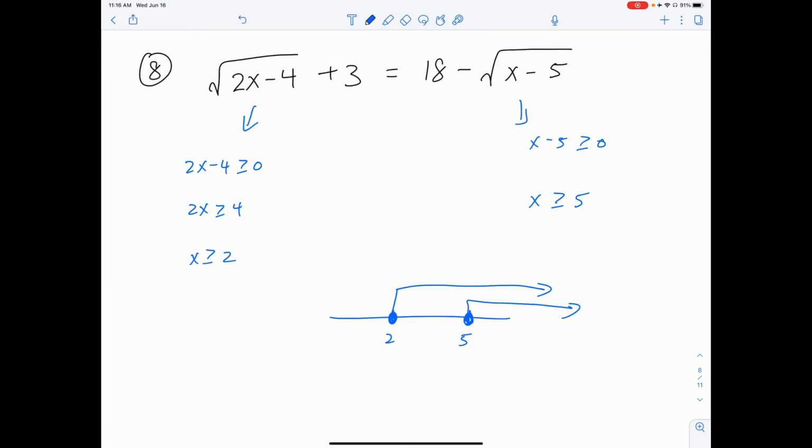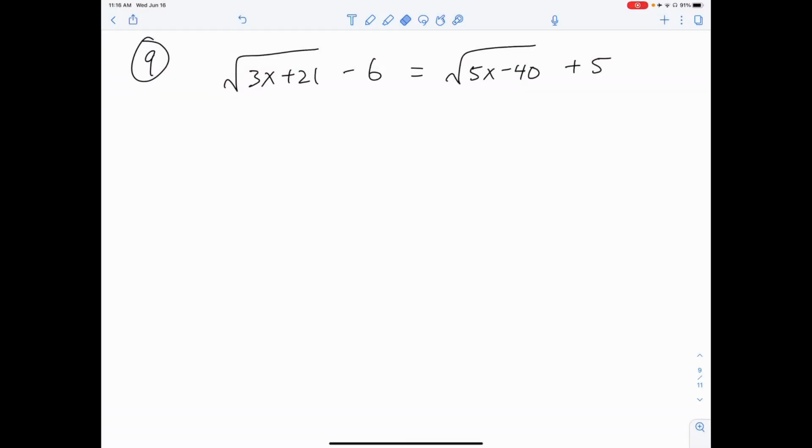Now the question is, which one of these conditions is stronger? So for this one here, if you think about it, if x must be bigger than or equal to 5, then of course that's going to be bigger than or equal to 2. Or to keep the rule simple, whatever's more to the right side, if they're both going right, the one that's going more to the right is going to win. So for this one here, you'd want x is greater than or equal to 5 being the stronger condition.